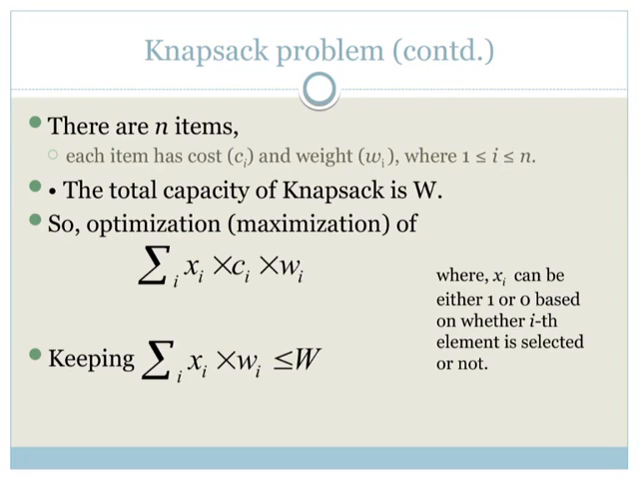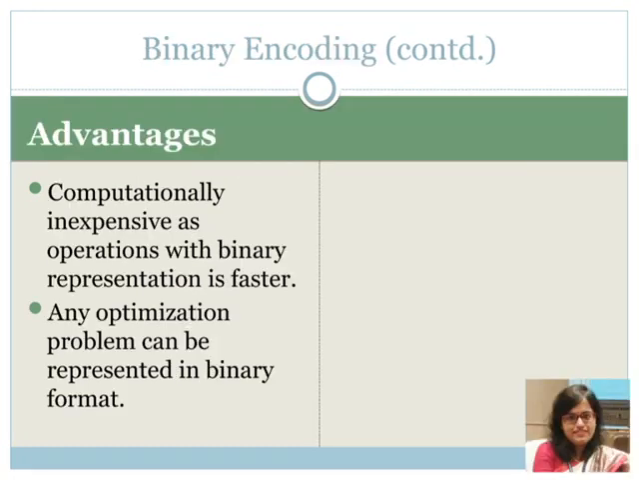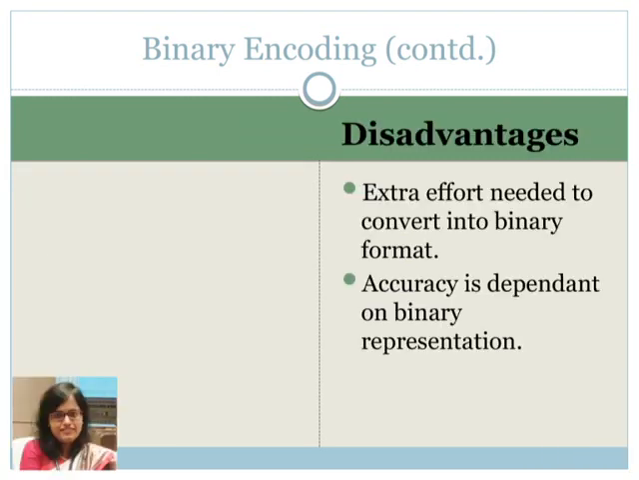Why binary? As here 0 and 1 are used to represent. So this is the binary encoding problem. So what are the advantages? It is computationally inexpensive, as operations with binary representation are faster, and any optimization problem can be represented in the binary format. And in the disadvantages we have extra effort needed to convert into binary format.